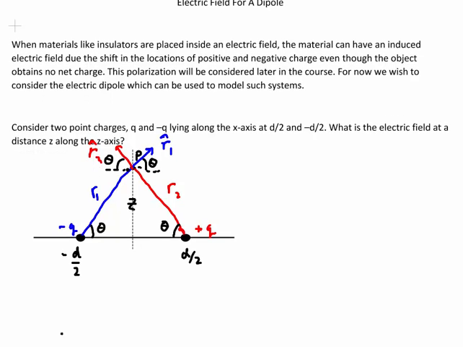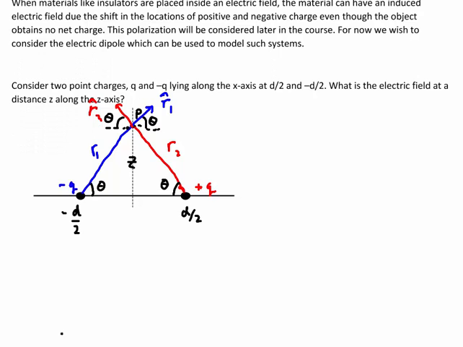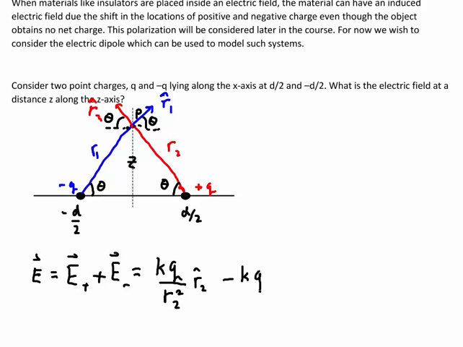To find the electric field, it's due to the electric field from the positive charge, E+, plus the electric field due to the negative charge. This is going to be equal to K times Q over R2 squared times R2 hat. And the other one is minus K Q over R1 squared R1 hat.